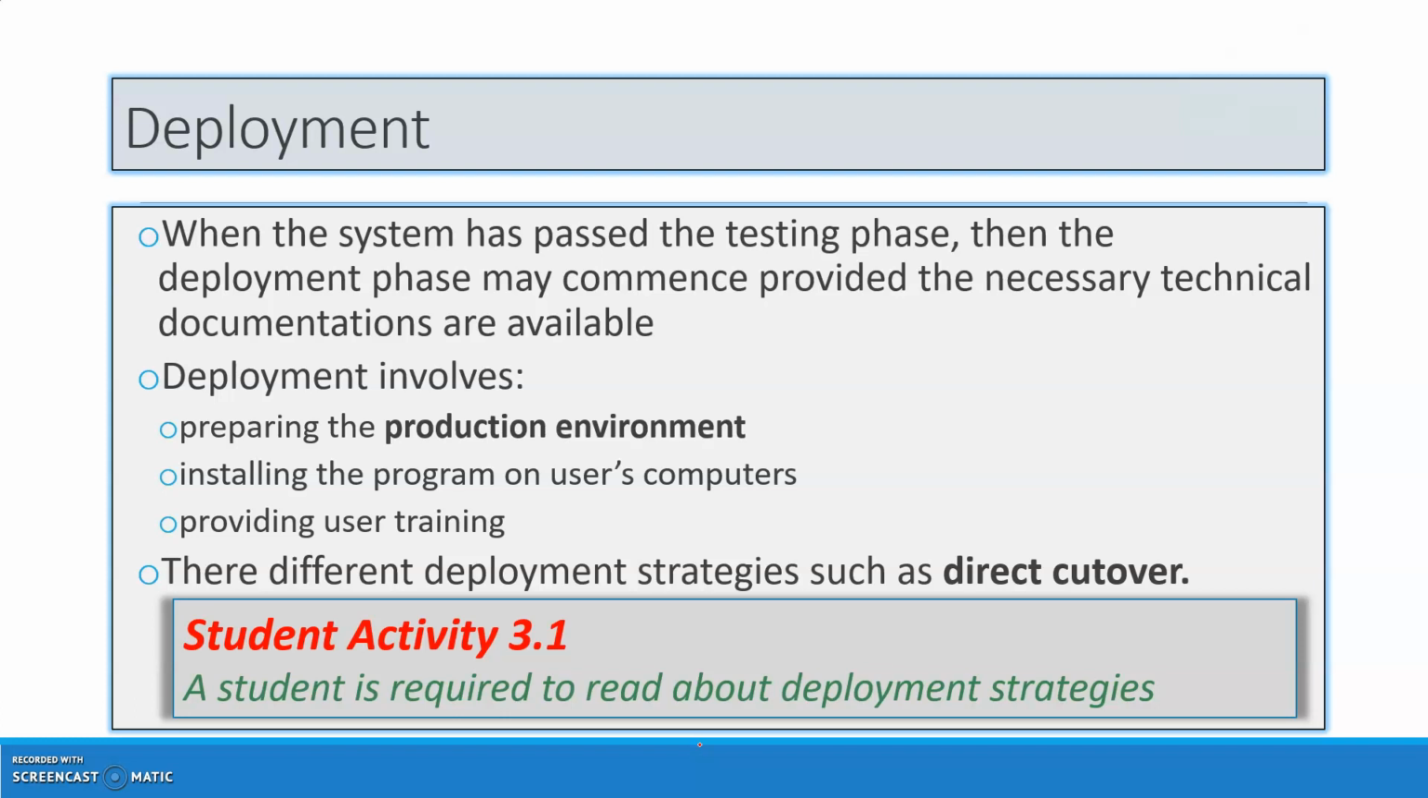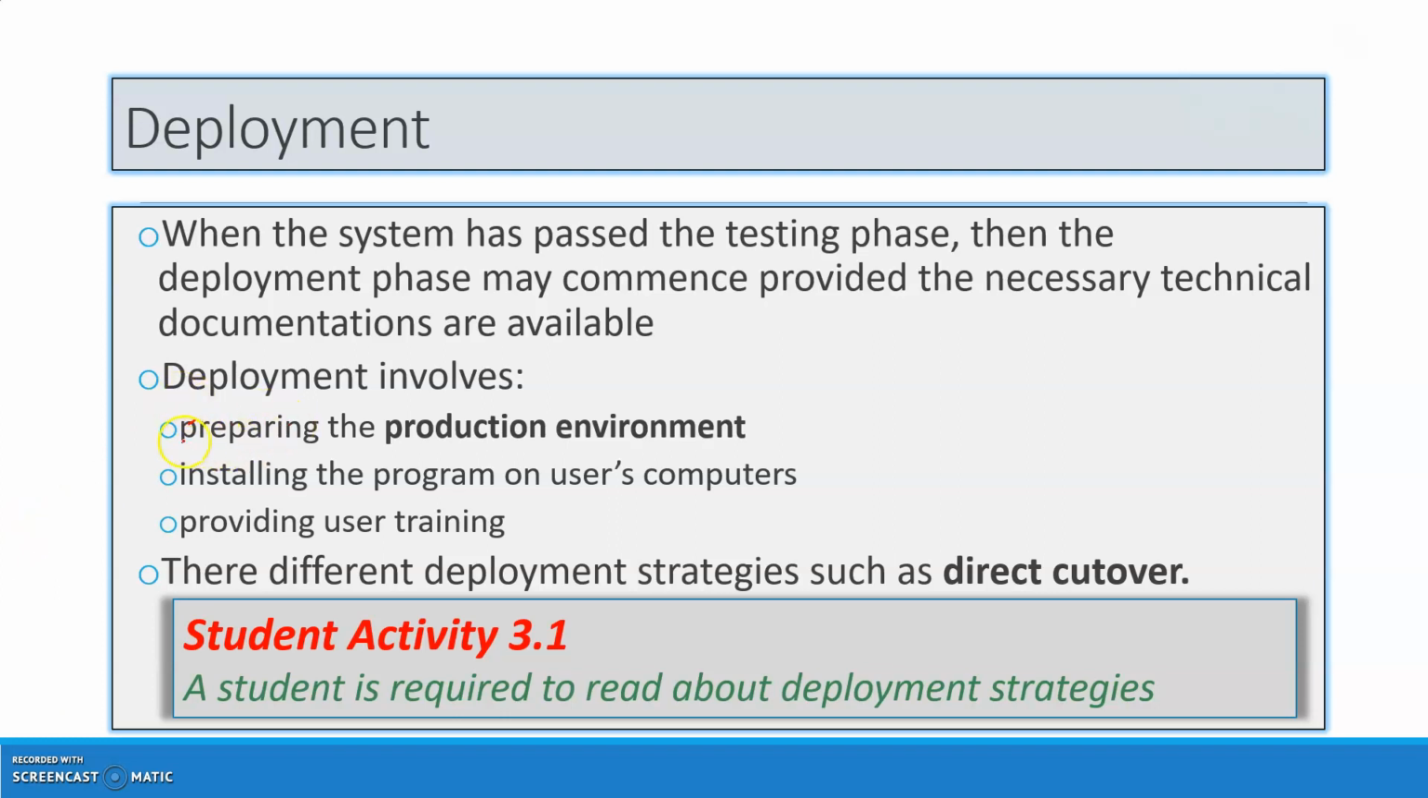Then we have another phase which we call deployment. You've written your program, it has been tested and is working perfectly. You've removed all the bugs or what we call errors. Now you are ready to transfer or to give this product to users, to give this program to users. So that we call deployment. So there will be a technical documentation that can be used to achieve the deployment phase.